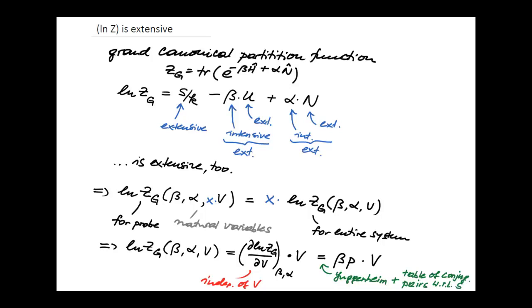With this line of reasoning, we obtain a very fundamental equation for the log of the grand canonical partition function, which holds for arbitrary homogeneous fluids that are characterized by n, v, and u, namely that the log of the grand canonical partition function is equal to beta times pressure times volume.